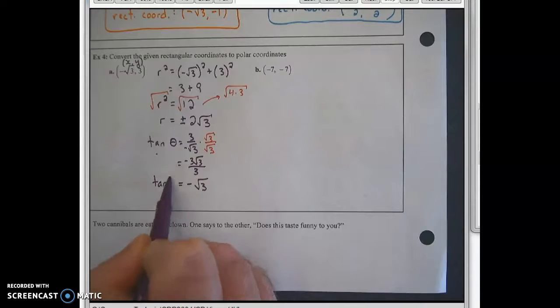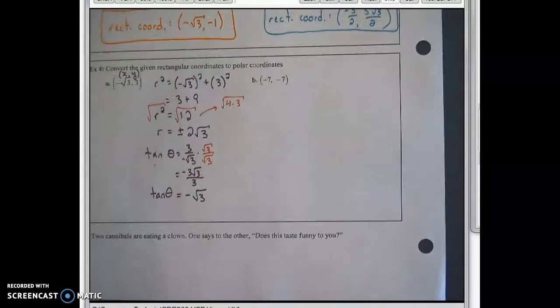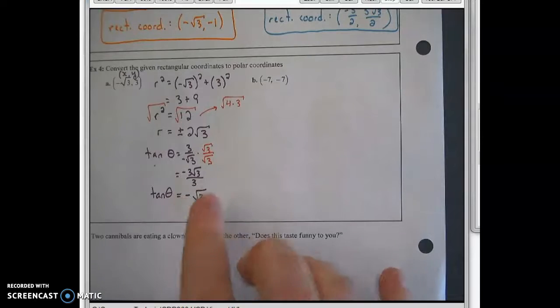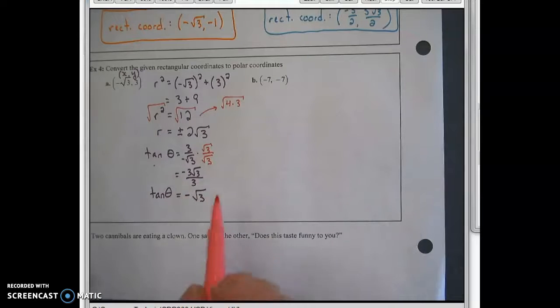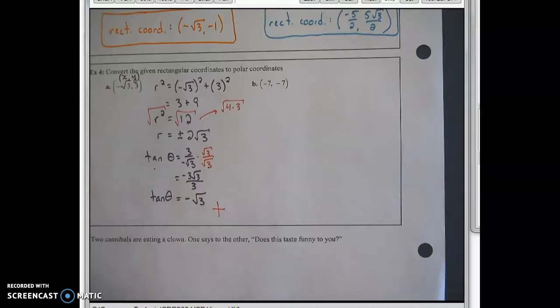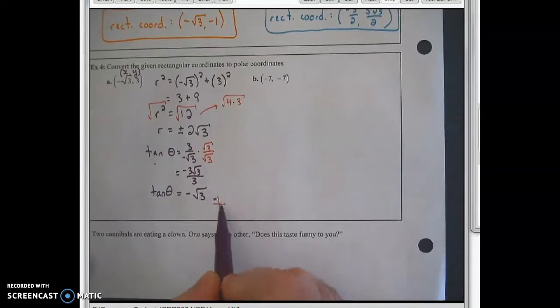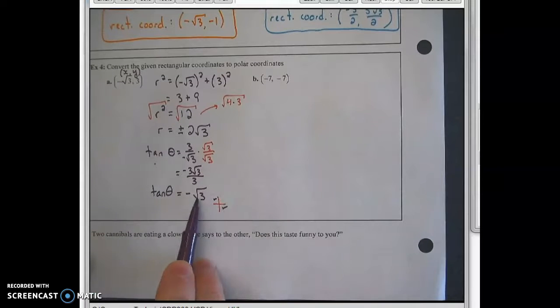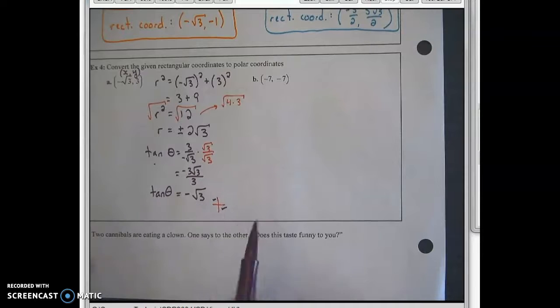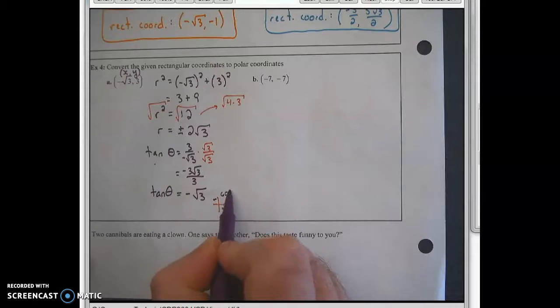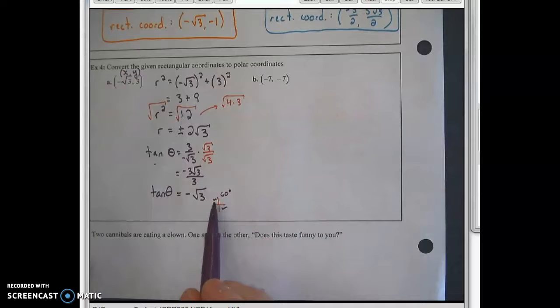Now that's not what theta is. That's what tangent of theta is. So this is where we go to our unit circle. Remember how we used to do this with the old check marks? Tangent is negative. Check and check. The tangent that is square root 3 over 2 is 60, isn't it? Okay, so the 60-degree triangle.